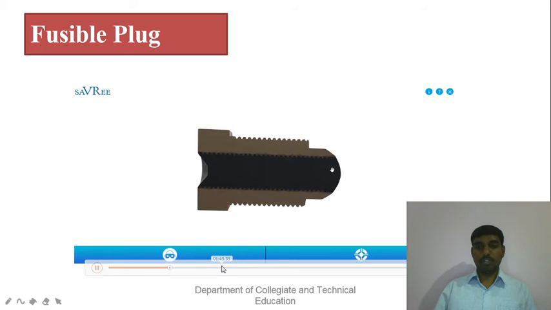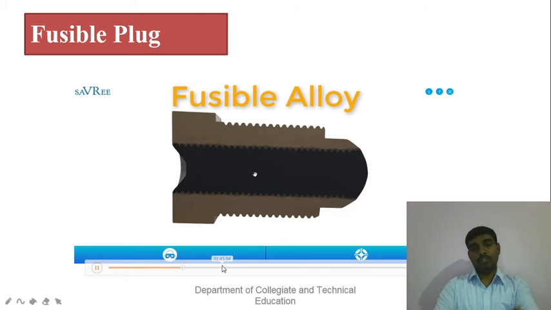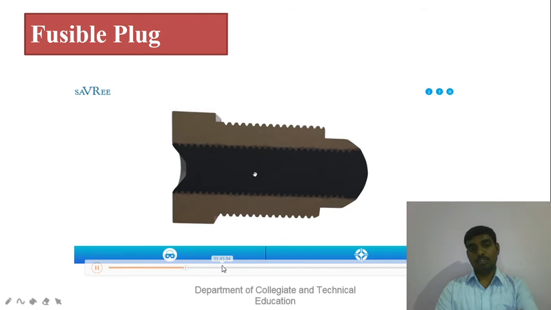You can see the black grey area runs through the entire plug body. Now the black grey area is actually referred to as a fusible alloy. It has a lower melting point than the plug body itself. That means if we expose the fusible plug to a high temperature, the black grey area will melt before the plug body itself. Now this is very important because this is the whole reason behind the fusible plug design. We want this black grey area to melt at a predetermined temperature. So we've designed this fusible alloy to melt at a certain temperature.